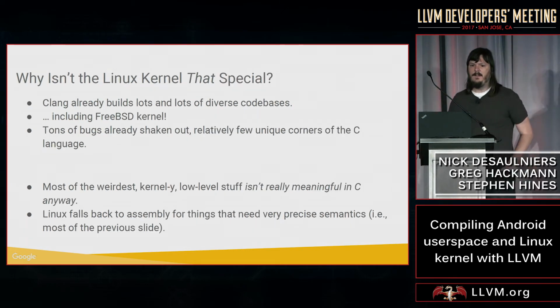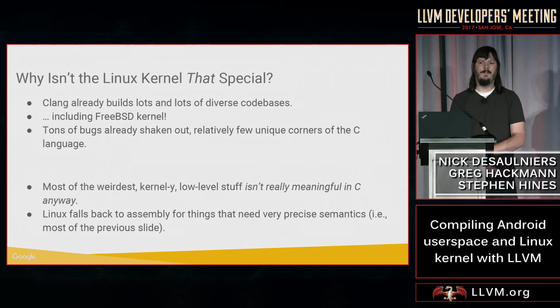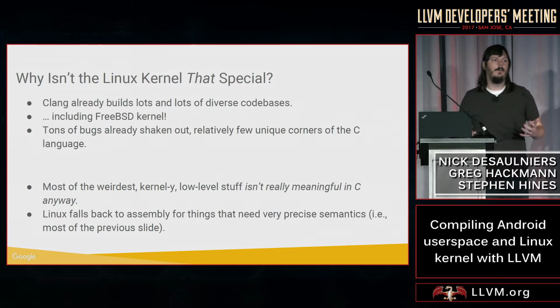That said, by the time that we started looking at this in 2016, the Linux kernel wasn't actually that unusual. So yes, Clang already builds lots and lots. Yes, the kernel does weird things, but Clang already builds lots of things that are in their own way weird. It builds compilers, it builds JITs, it builds web browsers. It even builds other operating system kernels.